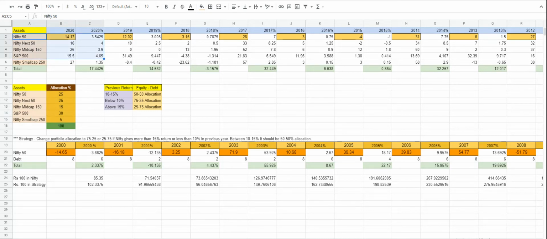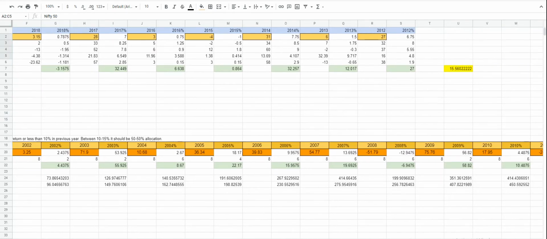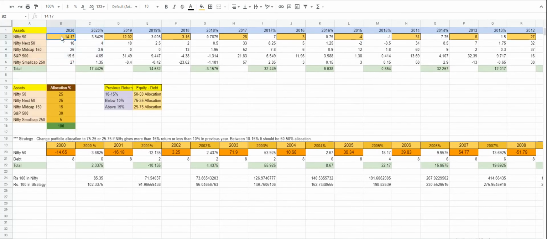So I have calculated the data manually with this allocation till 2012. On the top columns, just check this. For 2020 with the allocation, we had a 17% return. In 2019 we had a 14% return. 2018 minus 3% return. 2017 32% return. And when you compare it with Nifty, it's more or less the same, but we have a little bit of a difference. Like in 2016 Nifty gave us 3% return, we had a 6% return with our portfolio.